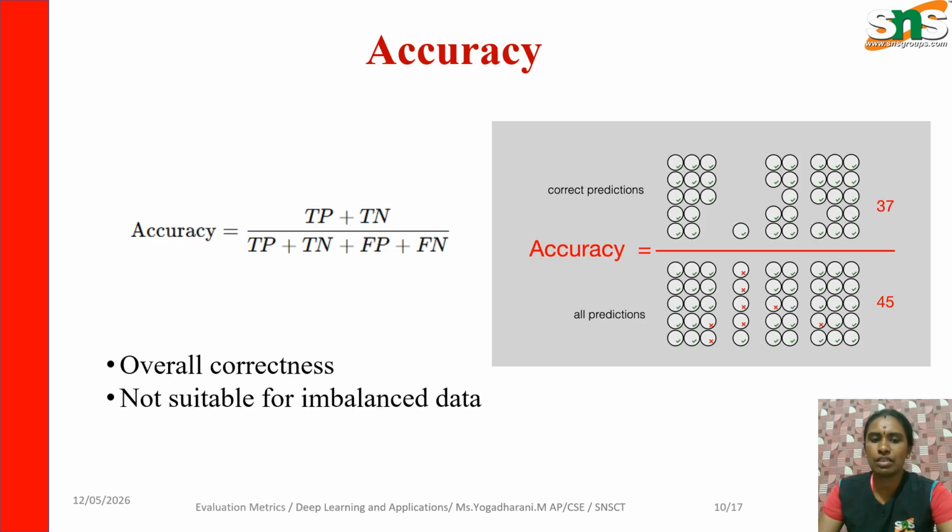Accuracy is overall correctness. Accuracy measures the percentage of correct predictions. The formula is true positive plus true negative, divided by true positive plus true negative plus false positive plus false negative. The limitation is that it is not suitable for imbalanced datasets, and this is why relying only on accuracy can be misleading.